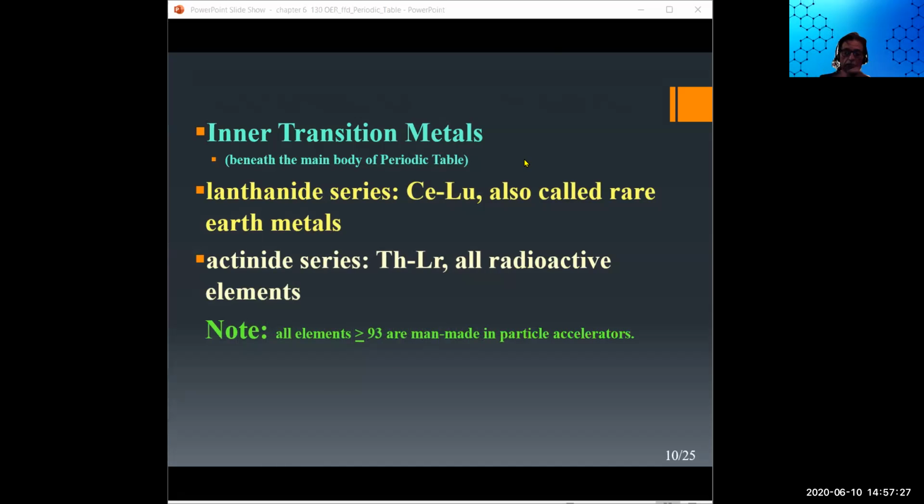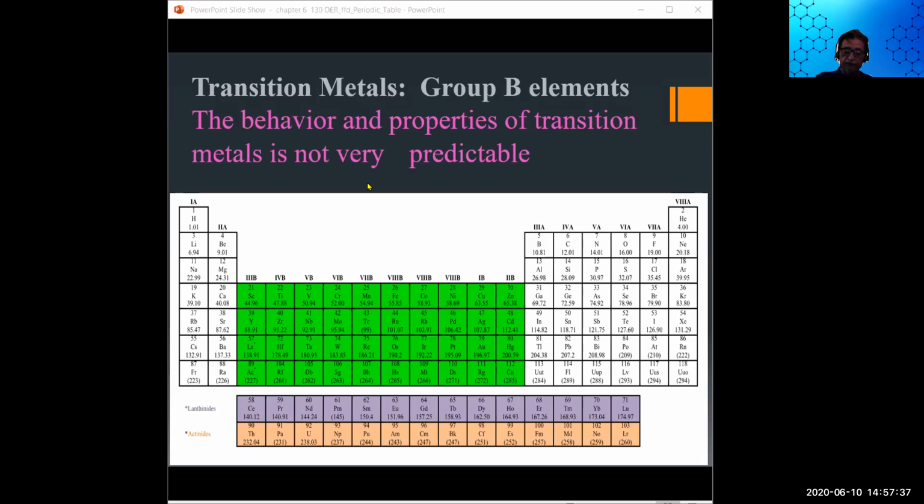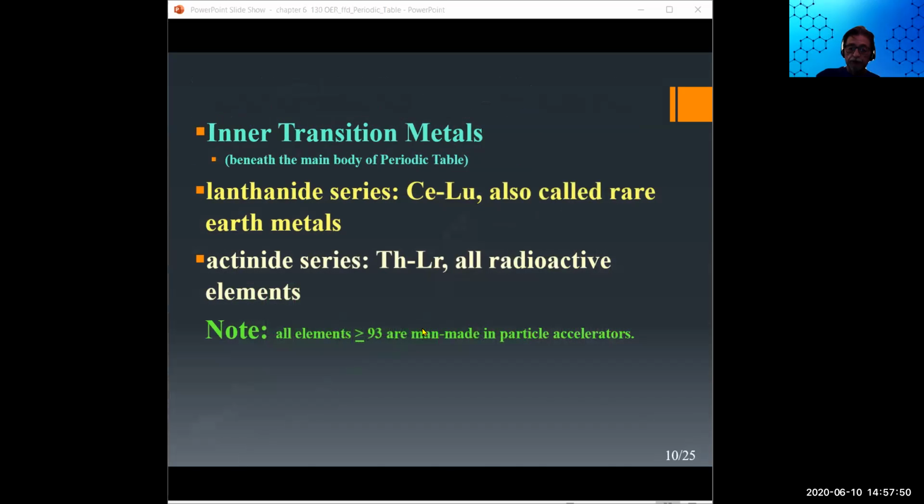The inner transition metals are the lanthanide series and the actinide series. These two periods under the gray one and the orange color from my end are called inner transition metals. The green ones are transition metals. The inner transition metals have their own names, lanthanide and actinide.